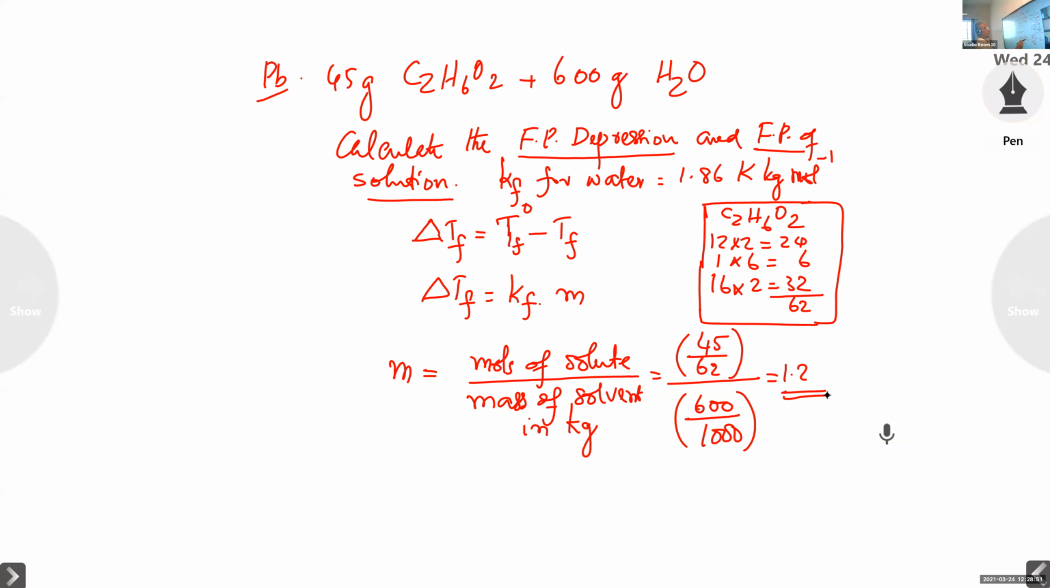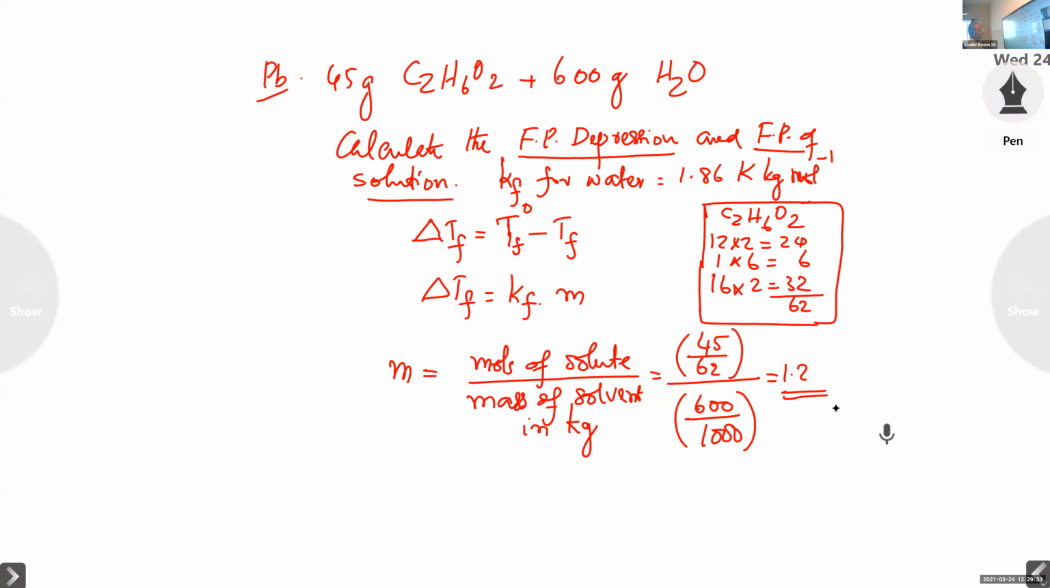So moles of solute is mass by molar mass. If you don't know the molar mass, you have to calculate using the molecular formula. So mass in gram by molar mass, by mass of solvent in kilogram. Unfortunately, the mass of the solvent is given in gram, so you convert that into kilogram by dividing by 1000. So 600 by 1000, and the value is 1.2 mole per kilogram. If you write the unit, it is mole per kilogram; you can write it or not. 1.2 is the molality.